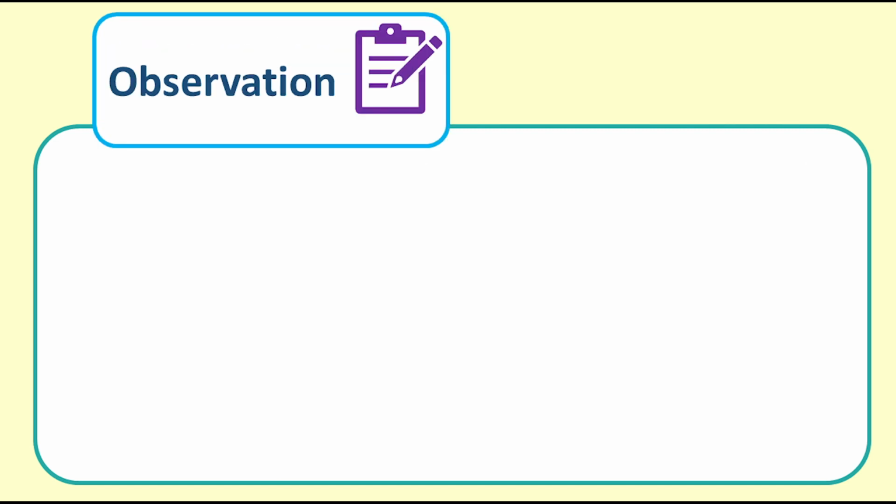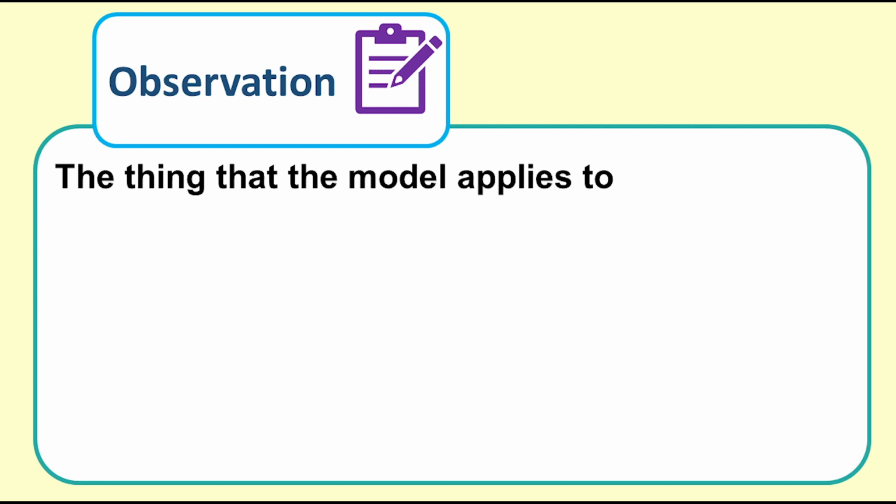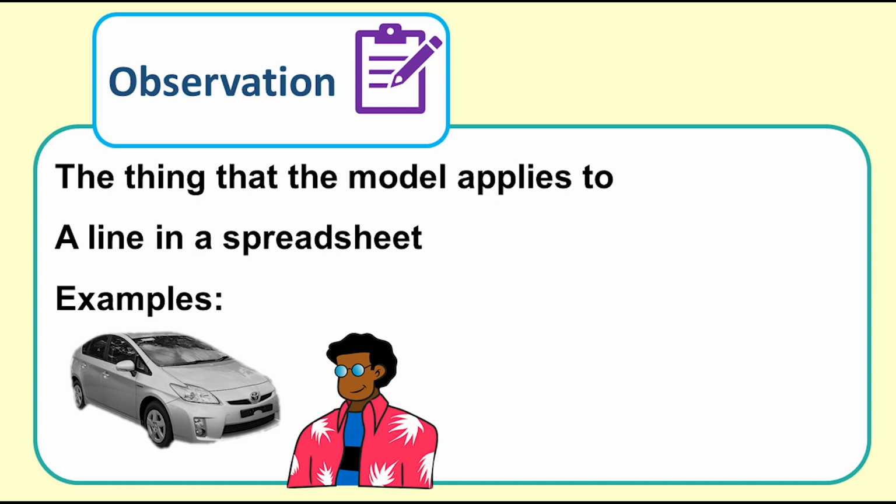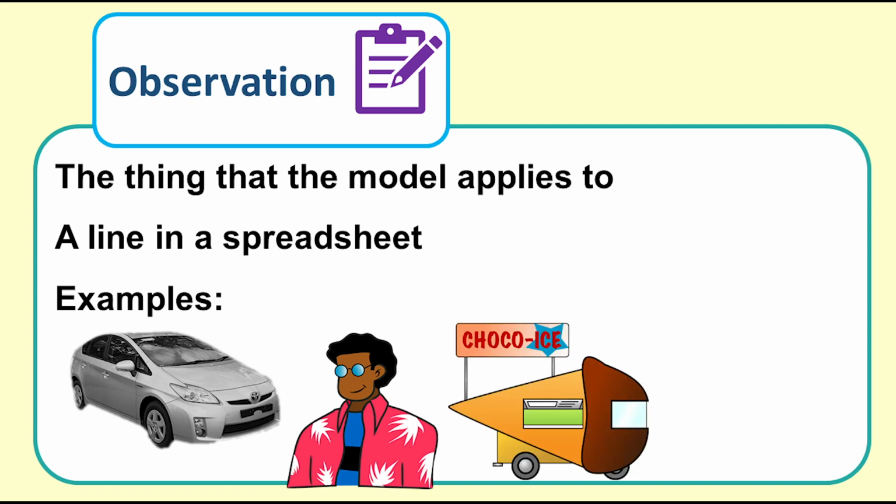First, observation. The term observation refers to the thing that the model applies to, such as one car or one person. Here are some examples of different observations or data points. You can think of them as lines of data in a spreadsheet. For the Prius model, an observation is a car for sale. For the income model, an observation is a person whose income we are interested in. An observation could be a branch of a business to find out which factors are associated with increased profitability.